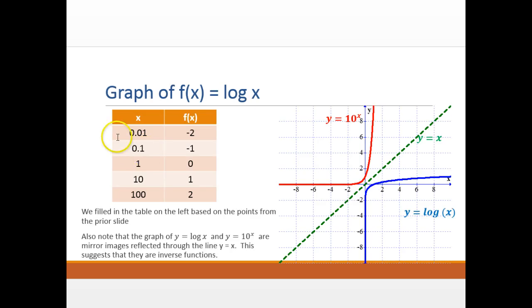If we actually do the graph of log of x, here's the graph of y equals log of x. Here's the graph of y equals 10 to the x. These are numbers we got from the prior slide. If I throw in here this line y equals x, notice that the graphs y equals 10 to the x and y equals log of x are mirror images of each other. And we know from our prior study of inverse functions that the graphs of inverse functions are mirror images of each other, so y equals log of x and y equals 10 to the x are actually inverse functions.